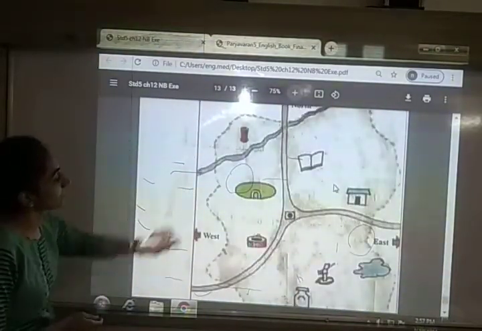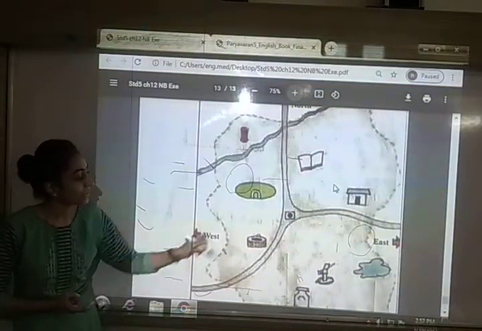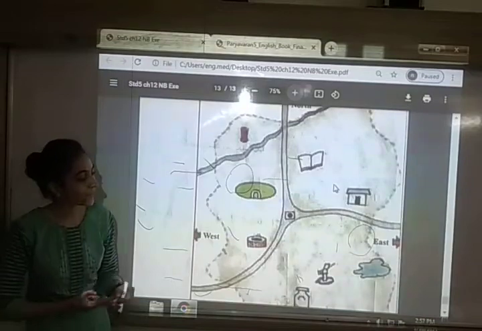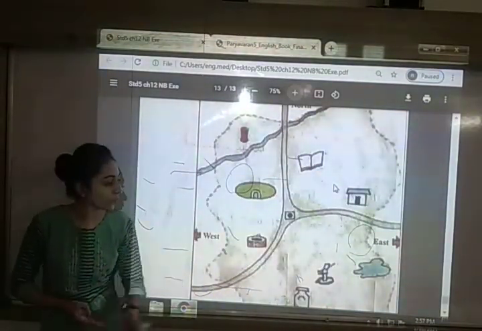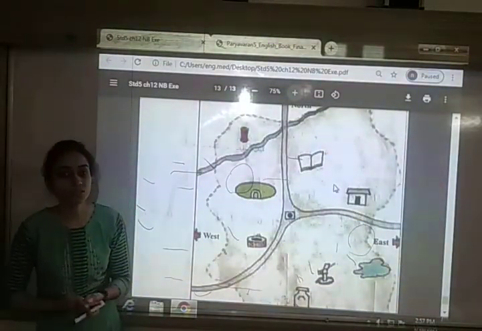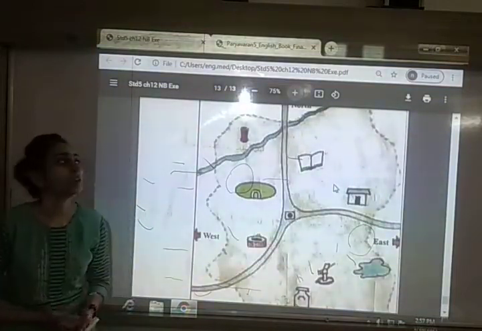Here, starting from here, the river is a water resource. So river is the first one. Next, this well is also a water resource. So the well is there. The pond is there, so the third water resource is the pond. And the last one, the fourth, is the hand pump. So 4 water resources are there, that is river, well, pond and hand pump.